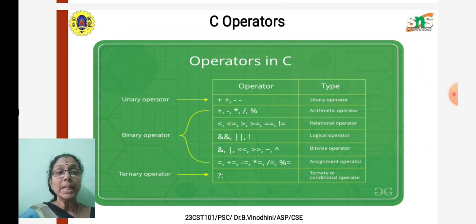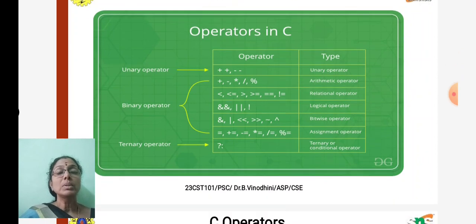So in the seven categories, again we are classifying unary operators. Unary operators are, for example, plus and increment, where only a single operand is used, meaning it is unary. The binary operators are the arithmetic, relational, logical, bitwise and assignment operators. The ternary operator is the conditional operator. So this is the operator classification based on unary, binary and ternary.